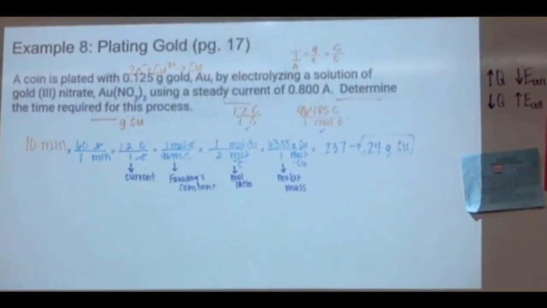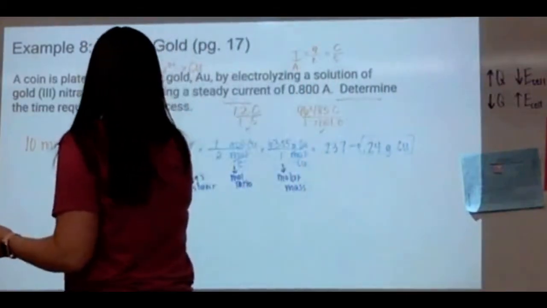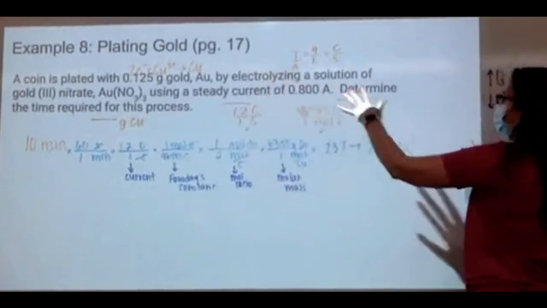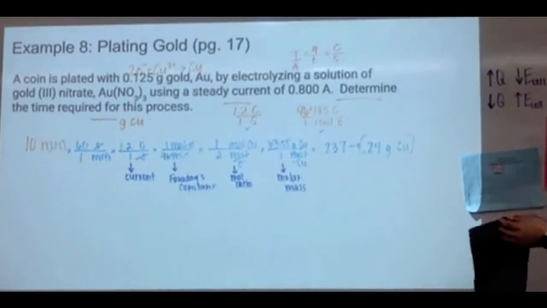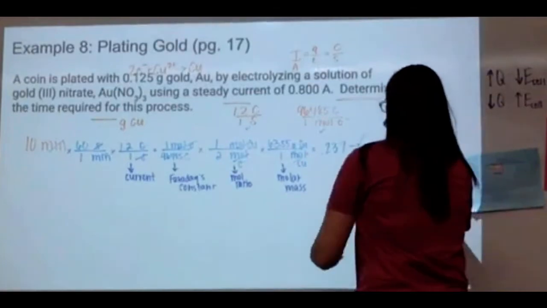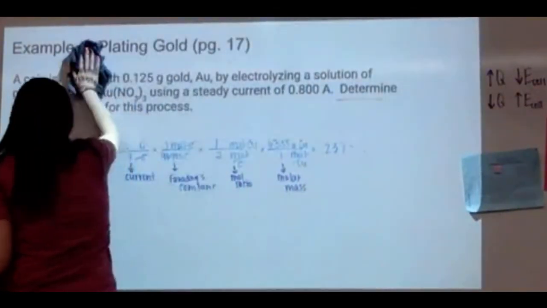So I want you guys to see if you can go through example 8. See if you can use what we've used so far. Before you work through the entire problem, focus on what your conversion factors are. Make sure you have your balanced half reaction. And then you can set everything up. So work through example 8, and we'll see if we get the same answer.